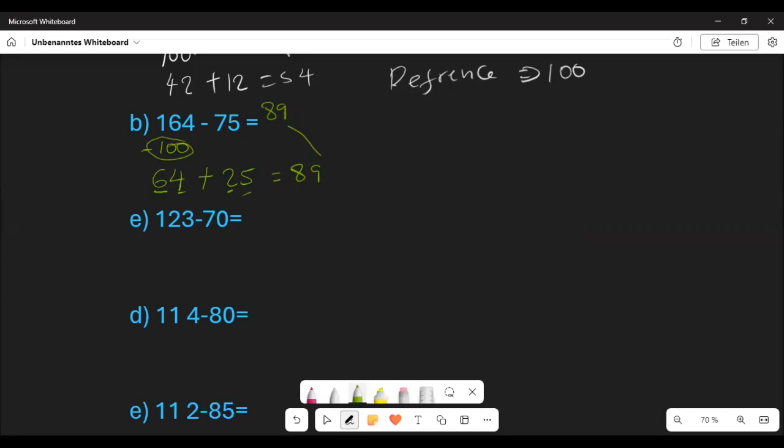Now, the same applies to 123 minus 70. We know that our baseline here is 100. 123 minus 100 will give you 23. That's what we want to add to 100 minus 70, which is 30. So this method, you can use it. 23 plus 30 is going to give us 53. So here, 53 is going to be our answer.